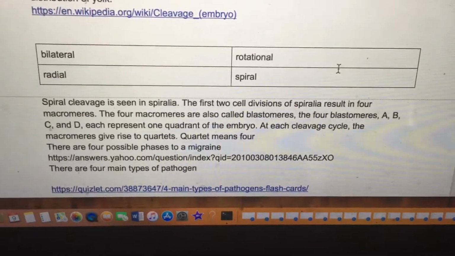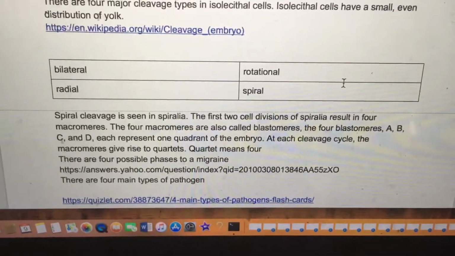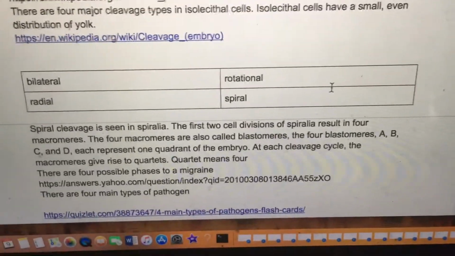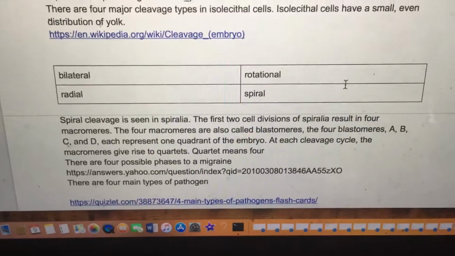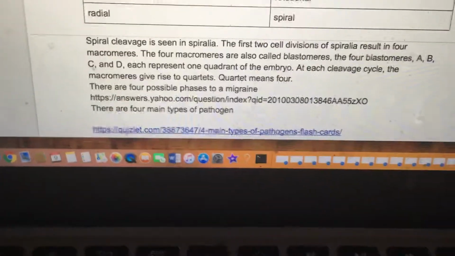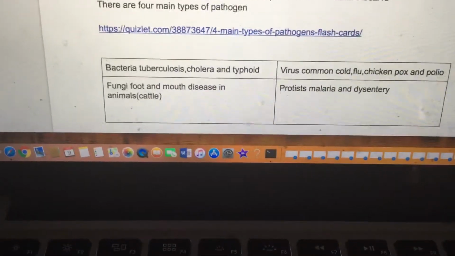The 4 blastomeres, A, B, C, and D, each represent 1 quadrant of the embryo. At each cleavage cycle, the macromeres give rise to quartets. Quartet means 4. There are 4 possible phases to a migraine.